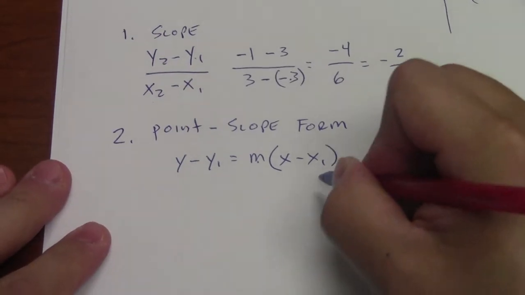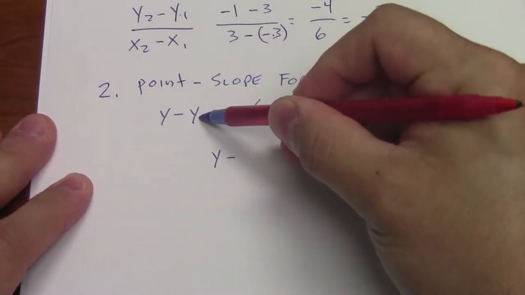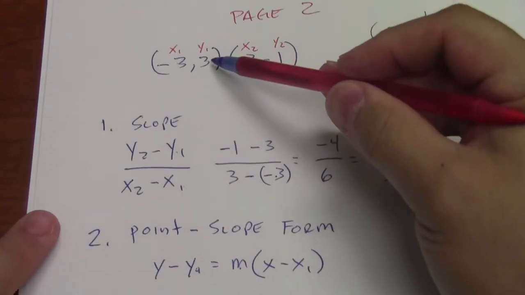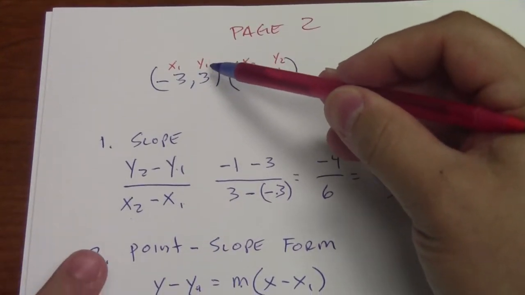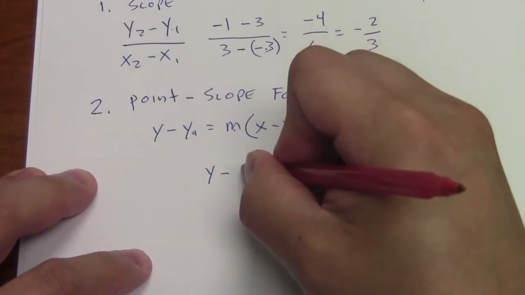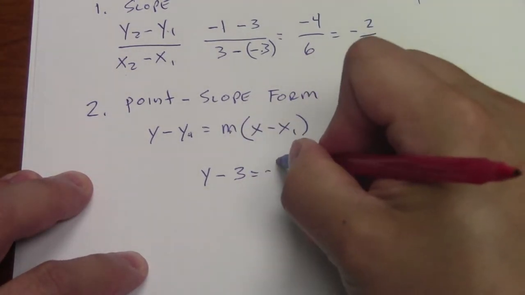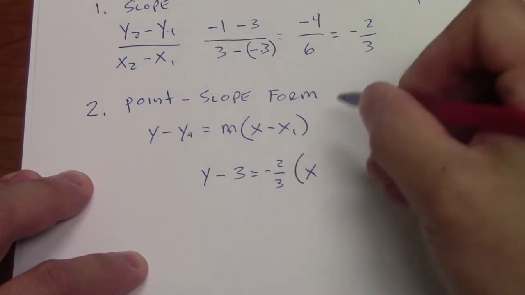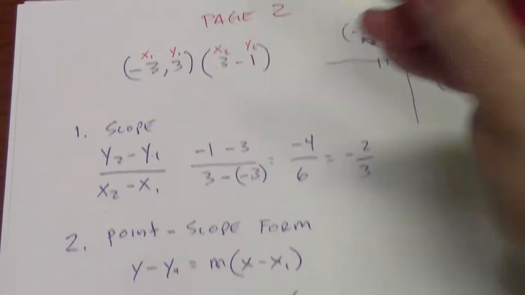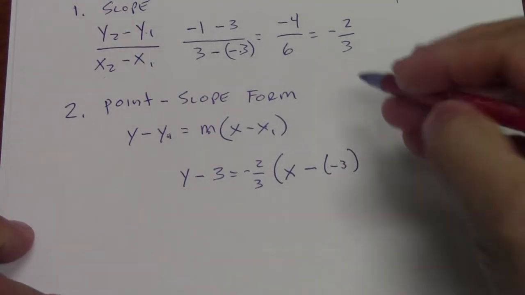So I'll move down here. y minus y1. I'm just going to plug one of those in there. So y1 can be, let's use this 3, negative 3, the first one. So there we go. y1 is 3, is equal to m. m is negative 2/3, so minus 2/3 times x minus x1. x1 was negative 3.